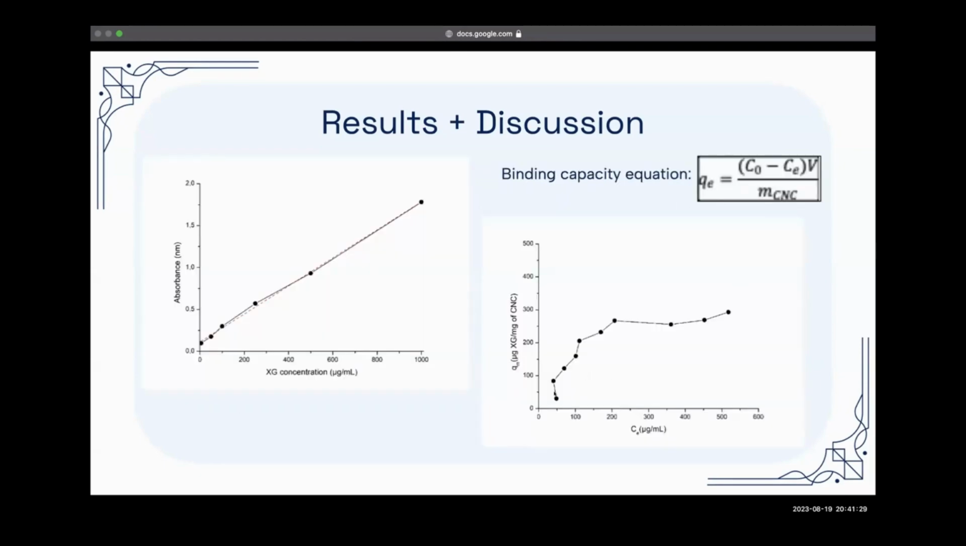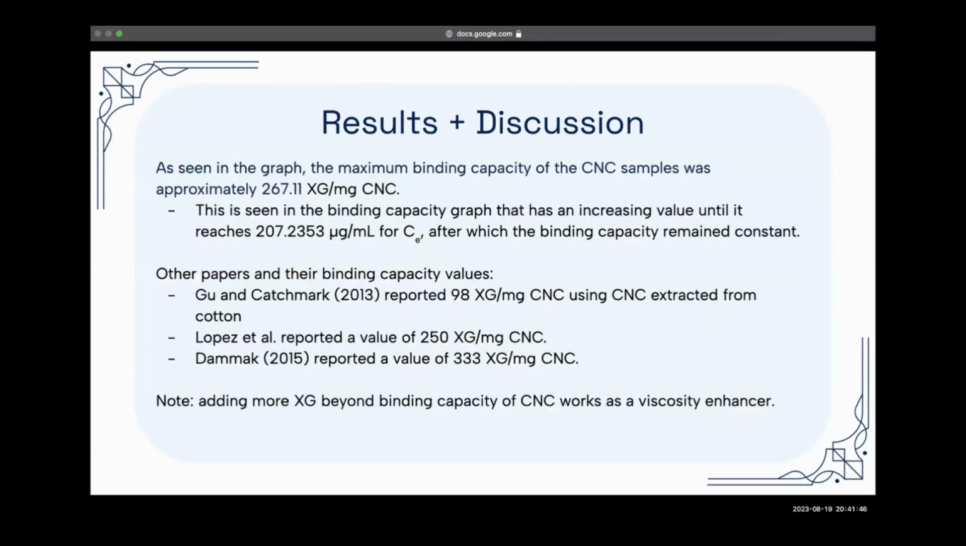Talking about the graph, as you can see, as we increased in the X direction, which is increasing our concentration of xyloglucan to CNC, our binding capacity also increased until it hits a plateau at around 200. And we can see that it's approximately 271 milligrams of xyloglucan over milligrams of CNC. And this is the maximum binding capacity, which was seen in the graph.